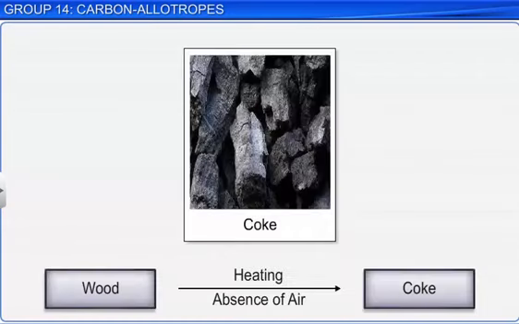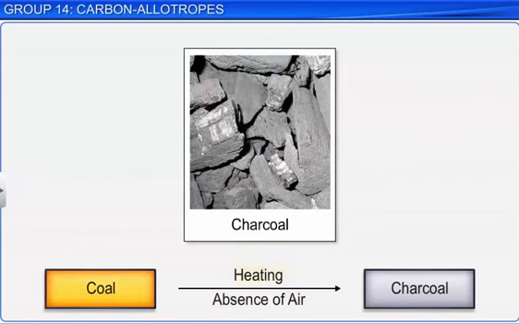Coke is formed when wood is heated at high temperatures in the absence of air, which is called the destructive distillation of wood. To form charcoal, coal is heated at high temperatures in the absence of air.